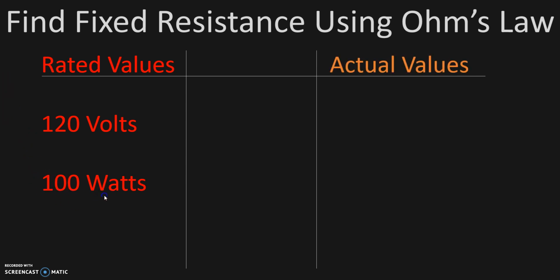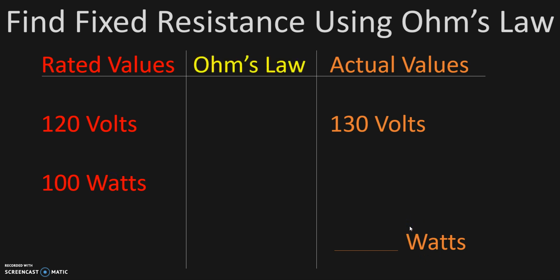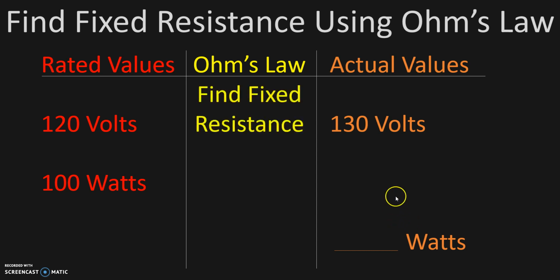What happens though if we run it at actually 130 volts? What effect does that have on our wattage ultimately? Okay, so how do you figure that out? Well, we're going to need to incorporate Ohm's law here, of course. So I want to find a term we call fixed resistance.